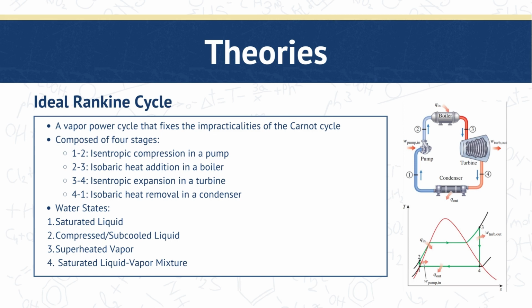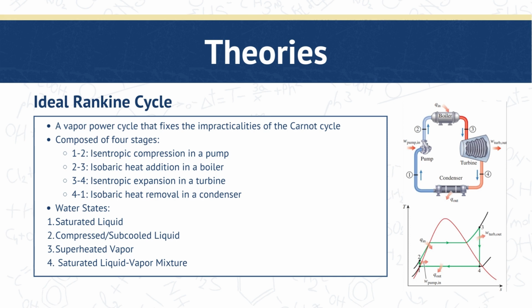From 1 to 2, the water is compressed in a pump. Secondly, from stream 2 to stream 3, the water is boiled isobarically wherein it turns into vapor. From stream 3 to stream 4, it is then expanded in the turbine. And then lastly, from 4 to 1, it is condensed isobarically in a condenser. So the states of the water are: stream 1 is a saturated liquid. Stream 2 is a compressed or subcooled liquid. Stream 3 is superheated vapor, and stream 4 is a saturated liquid-vapor mixture.